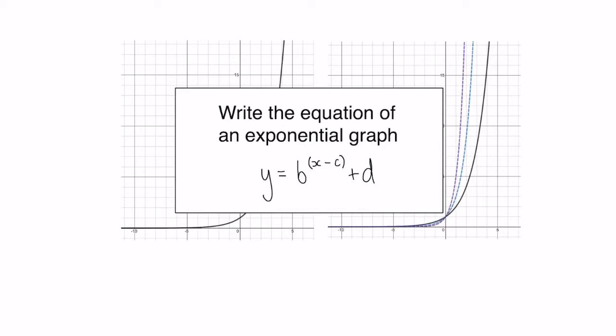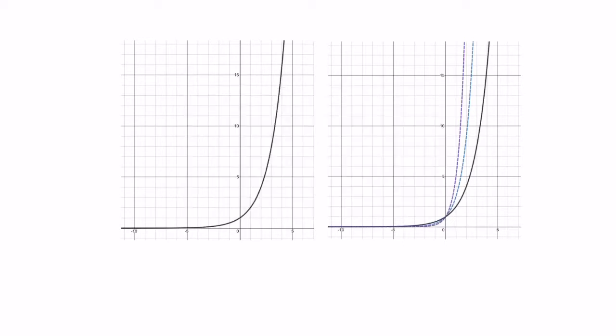Here we're going to look at how to write the equation when we're given a picture of an exponential graph. The first example that we're going to look at here on the left, this is a graph of the equation y equals 2 to the power of x. We call these exponential graphs because that x variable is up in the power position, up in the exponent position. So this is going to be an exponential graph.